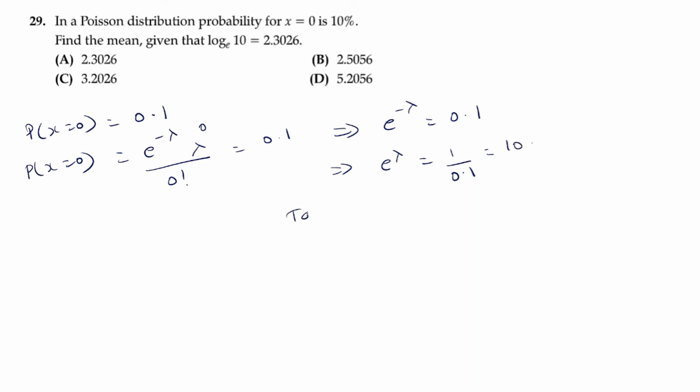So if we take log on both sides, we get lambda is equal to log 10 to the base e. So log 10 to the base e, here it is given, it is 2.3026. So the mean lambda is 2.3026. So the correct option is option A.